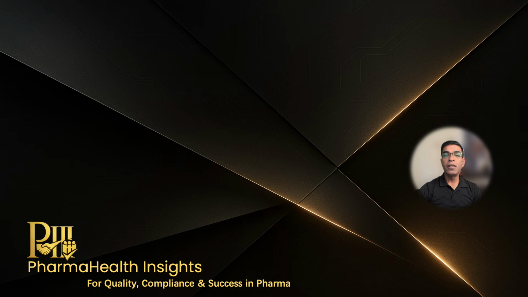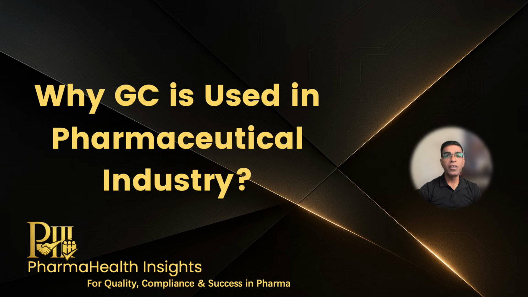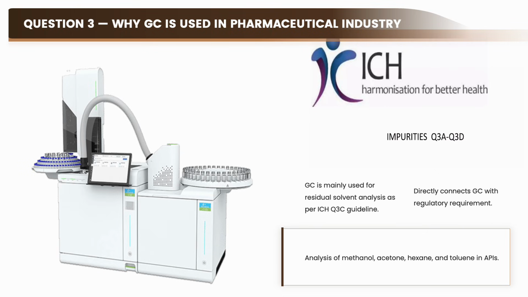So once the principle is clear, the interviewer now becomes interested in applications. So the next question comes naturally. Why is GC used in pharmaceutical industries? You should answer confidently like this. GC is mainly used for residual solvent analysis as per ICH Q3C guideline. During manufacturing, many organic solvents are used and these solvents are volatile in nature. GC provides accurate, sensitive, and regulatory acceptable estimation of these solvents. When you mention ICH Q3C, the interviewer immediately understands that you are aware of compliance requirements also.